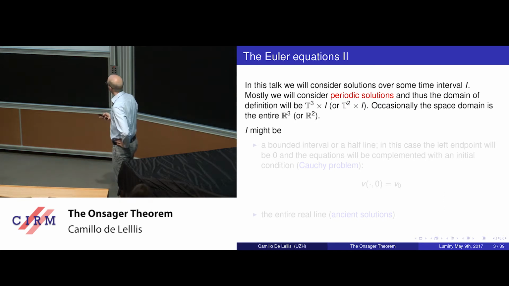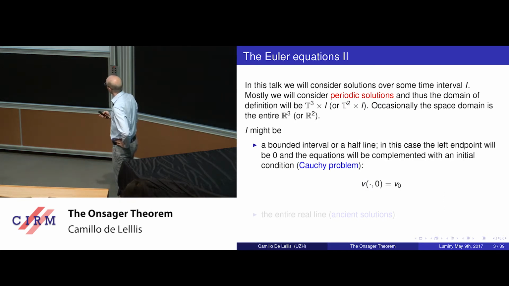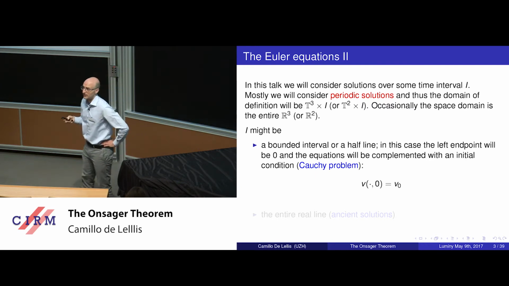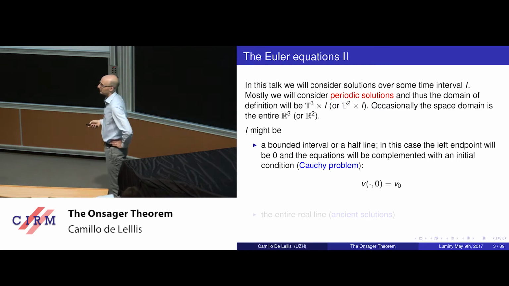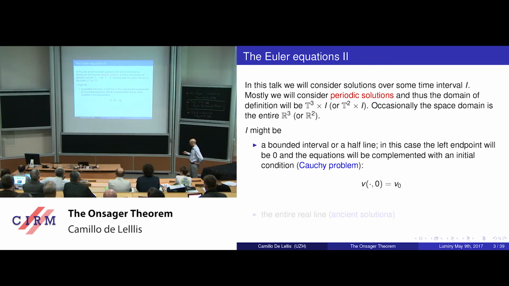The interval might be either a bounded interval or a half line. In this case, I will always assume that the left endpoint is 0. And of course, you assume the equations are complemented with some initial data at time 0. And this is the classical Cauchy problem for the incompressible Euler. Otherwise, sometimes I will assume that the time interval is the whole real line, and then I will use the name ancient solutions: solutions which existed for all times back in the past and which exist for all times in the future.